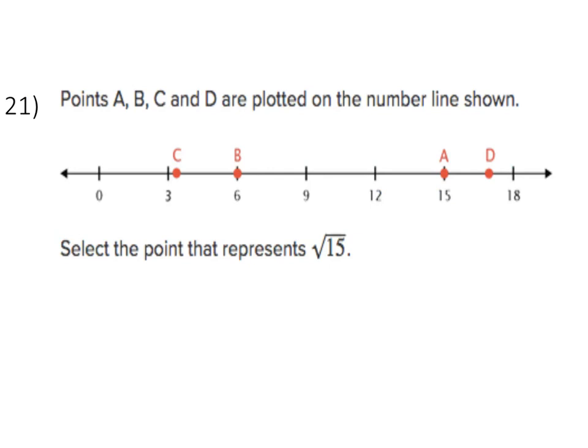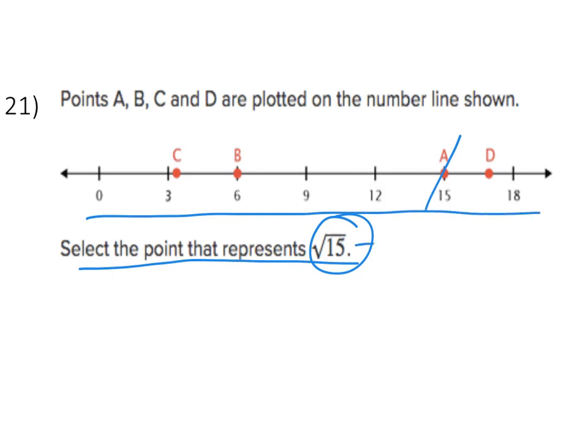Here, you need to select the point that represents the square root of 15, and this is what you need to be looking for. This is not just 15. This is the square root of 15. If you pick 15 as your answer, you're going to get it wrong because they're asking you for the square root of 15. You'll notice that these are whole numbers, so you need to simplify that. It gives you 3.87 about. So your answer is going to be C.